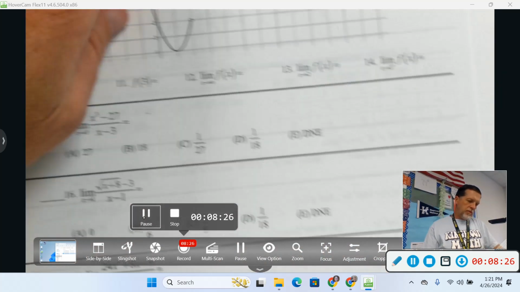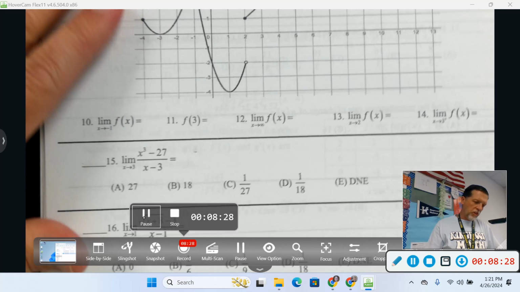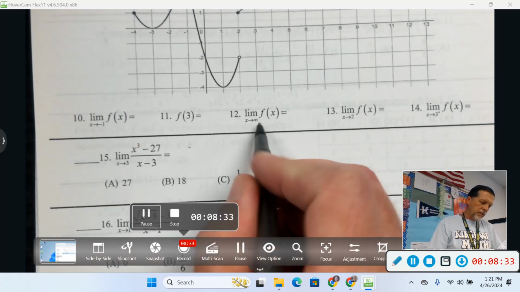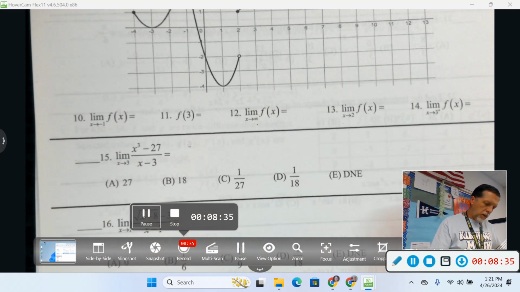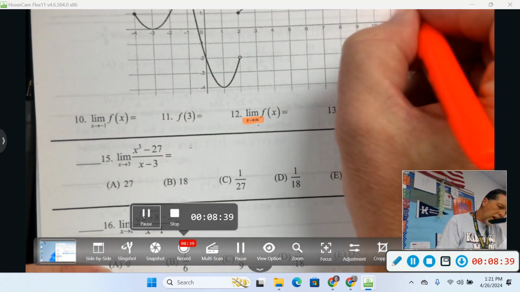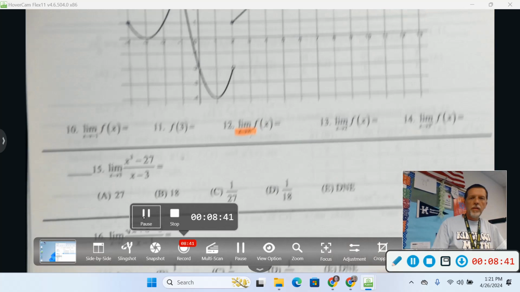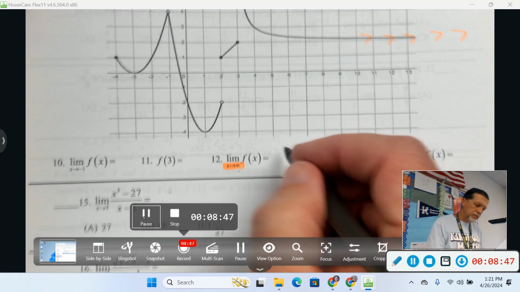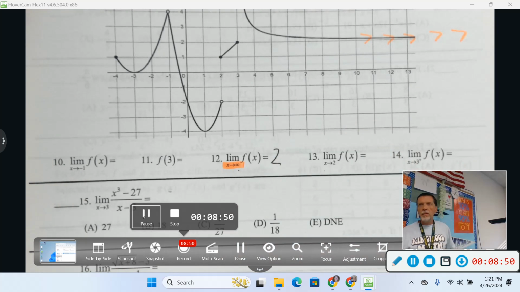Number 12. So looking at the picture, as x goes to positive infinity, as we head toward infinity, so as we're going out this way, what does it look like f is headed toward? 2. We might not ever get there, but we don't care about getting there. We care about what we are approaching. We're approaching 2.